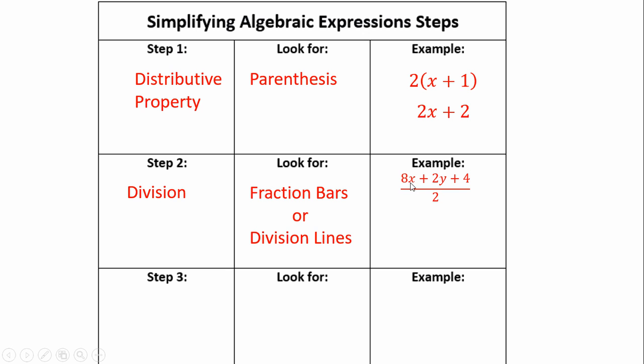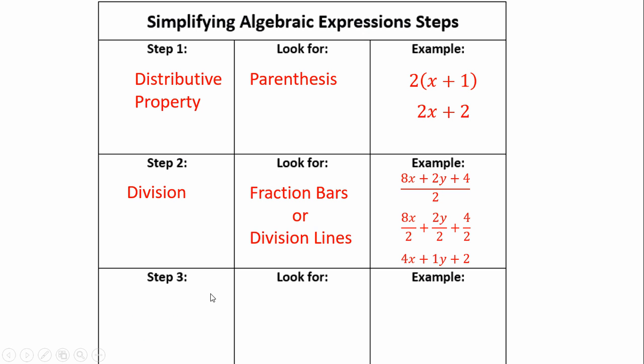We've got 8x plus 2y plus 4 on top. We cannot simplify that in any way, but what's happening is we have a 2 under here, which means each of these is basically getting divided. So it's a little bit like the distributive property, only instead of multiplication, it's division. You can think, I want to take 8x divided by 2, take 2y and divide it by 2, and take 4 and divide it by 2. So 8x divided by 2 would be 4x, 2y divided by 2 would be 1y, and 4 divided by 2 would be 2. That's how we would simplify if there was division involved.